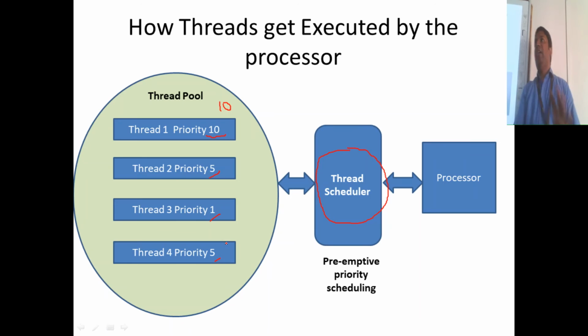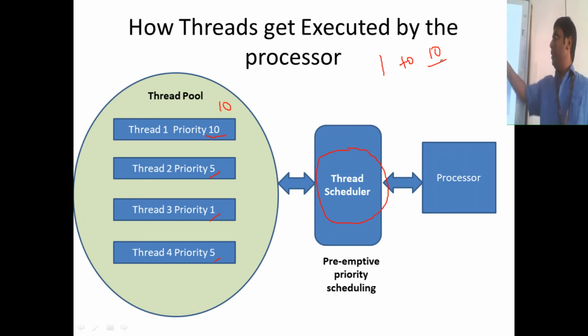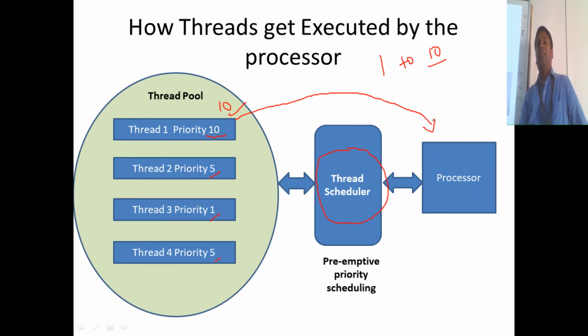It's predefined in Java. A thread can get a number between 1 to 10. 10 is the highest priority, 1 is the lowest priority. You cannot go beyond these numbers. When a thread comes in with the highest priority, immediately it will be given the processor to complete because it has the highest priority. For any thread that you create, the normal priority assigned by default is 5. And 1 is the lowest priority, so that will be going in at the end.